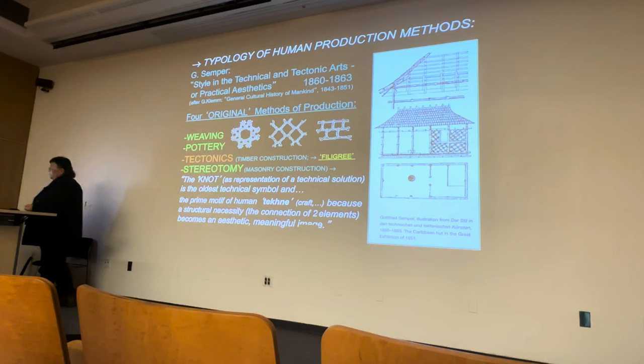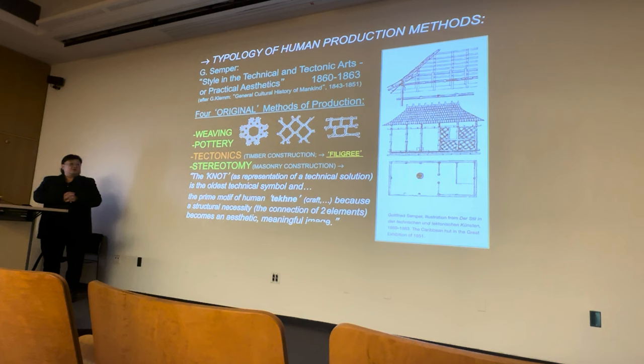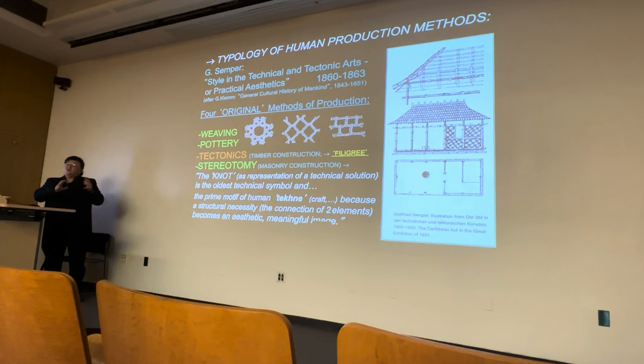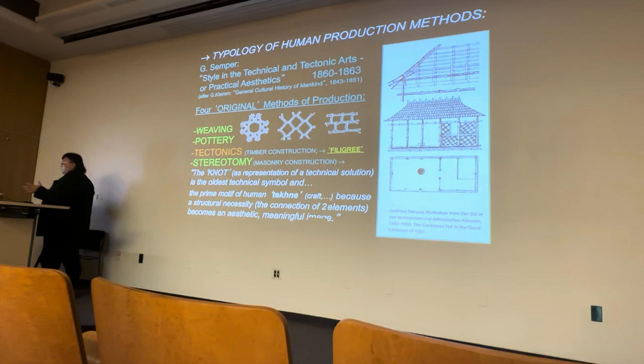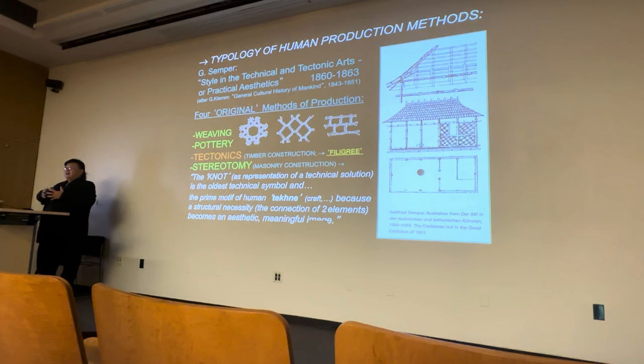The knot, as a representation of technical solution, is the oldest technical symbol. They can trace it many thousand years ago, and we use the knot to represent a very significant event in history. The prime motif of human technique or craft: because of structural necessity, the connection of two elements becomes an aesthetic and meaningful image.